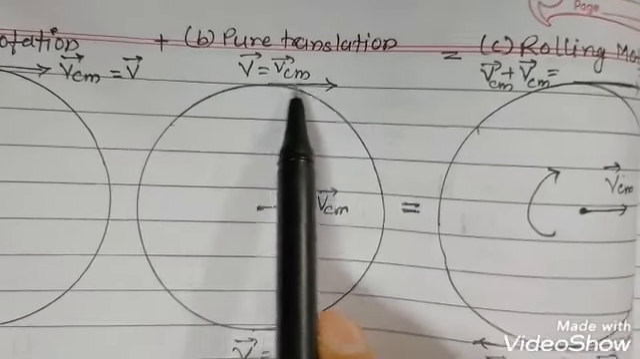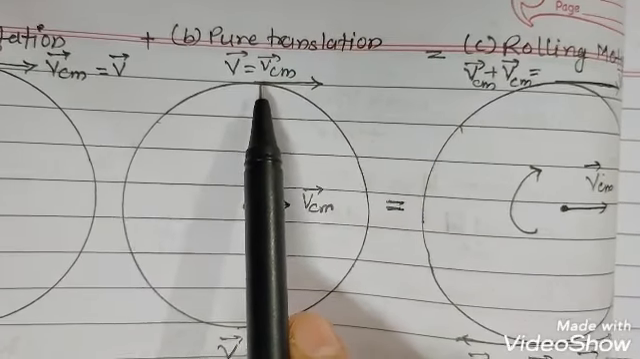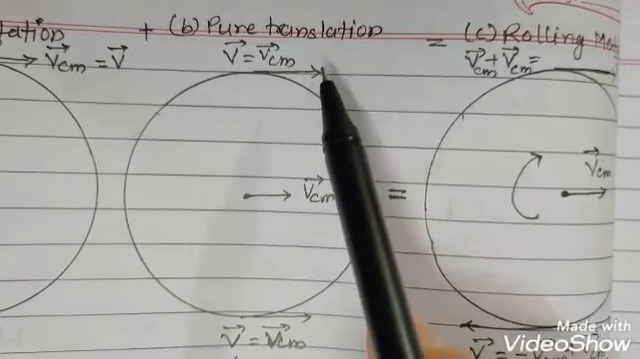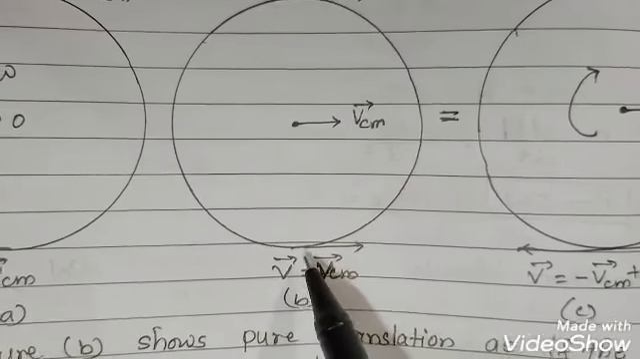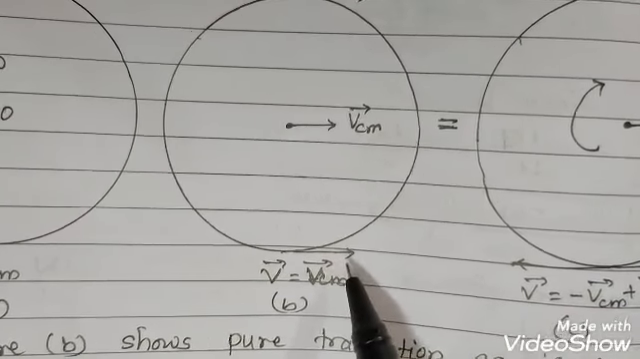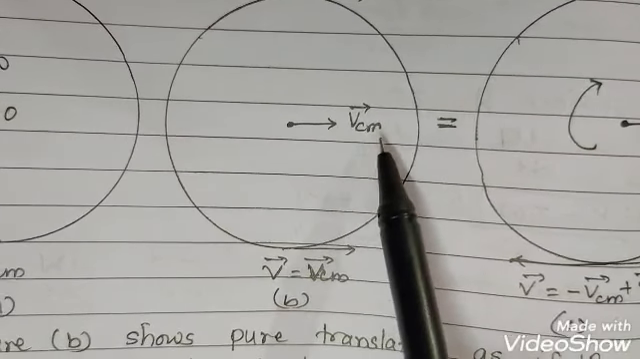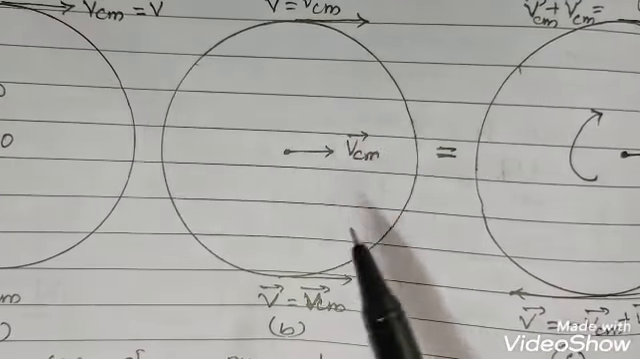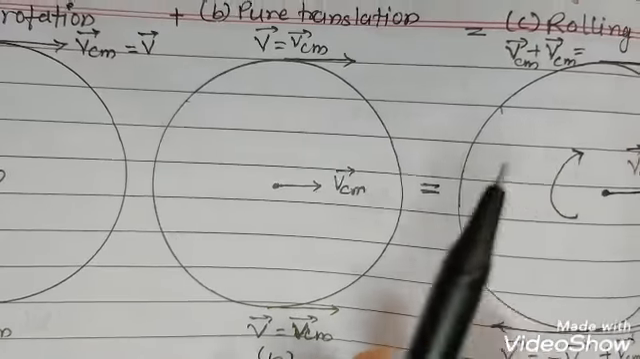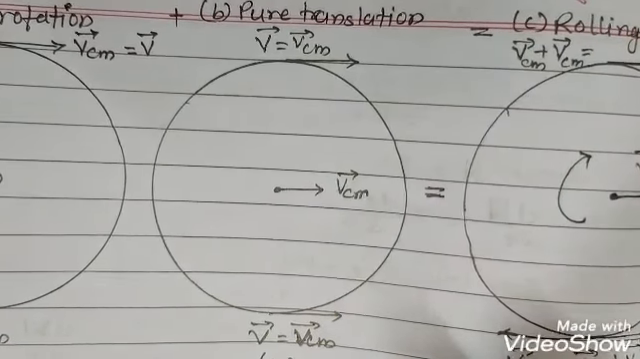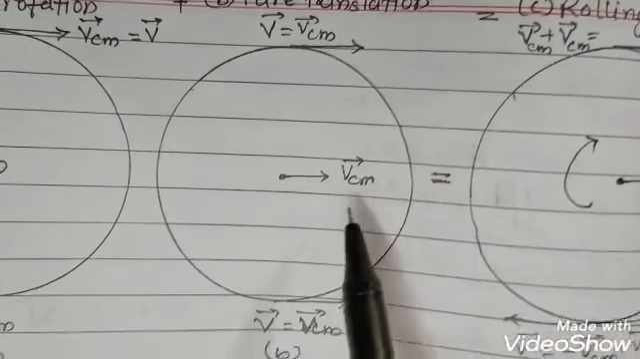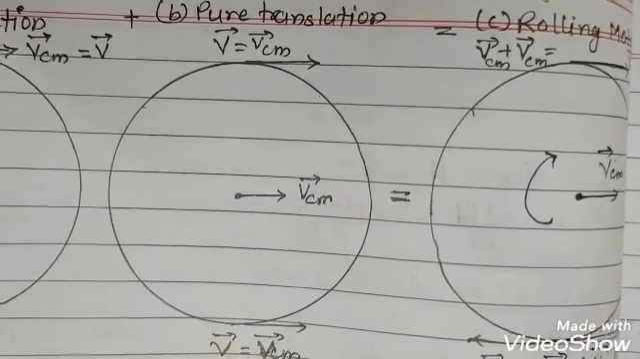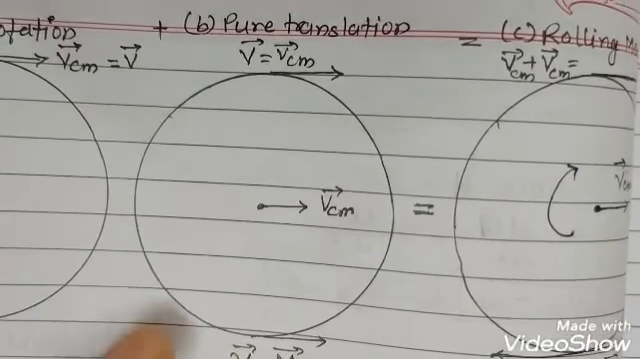So at the top also you will find the velocity of this point will be in this direction, and the magnitude will be the same, VCM. And at the bottom also the velocity will be the same as the velocity of the center of mass, in magnitude as well as in direction. So every point is moving forward, in the right direction, with VCM. Now we'll see the combination of these two in figure C, the combination of A and B.